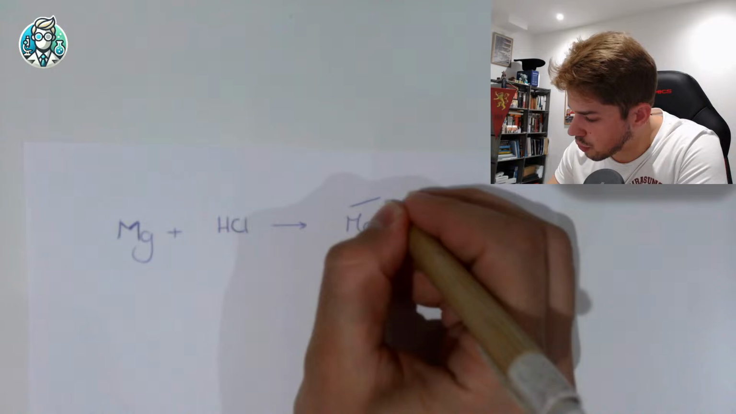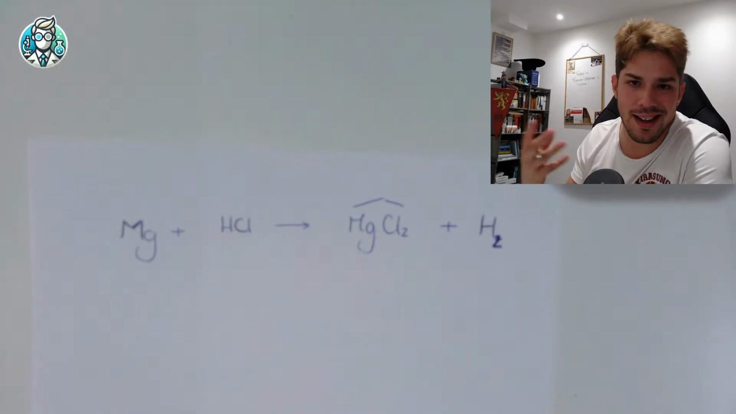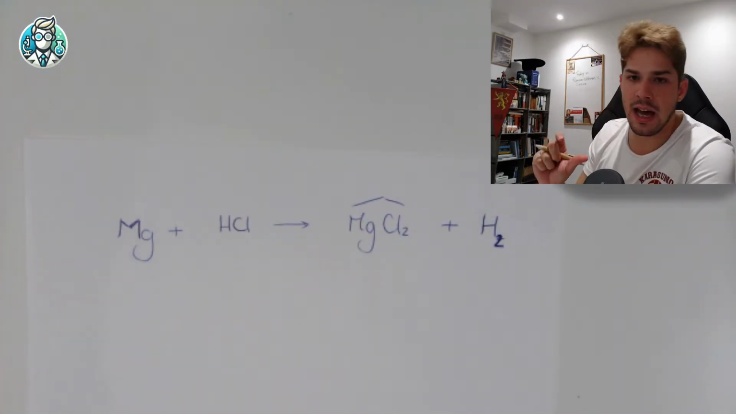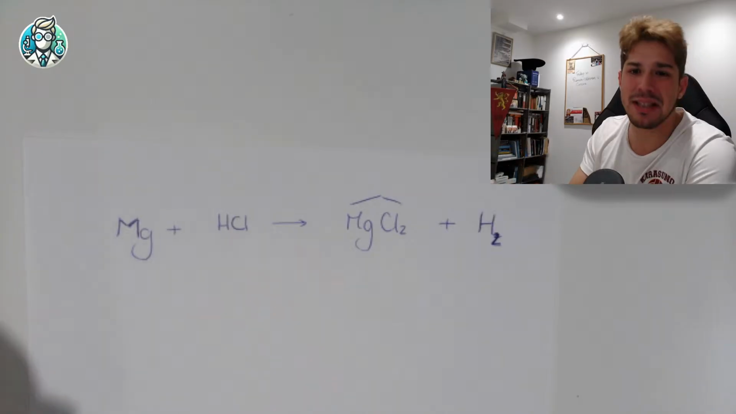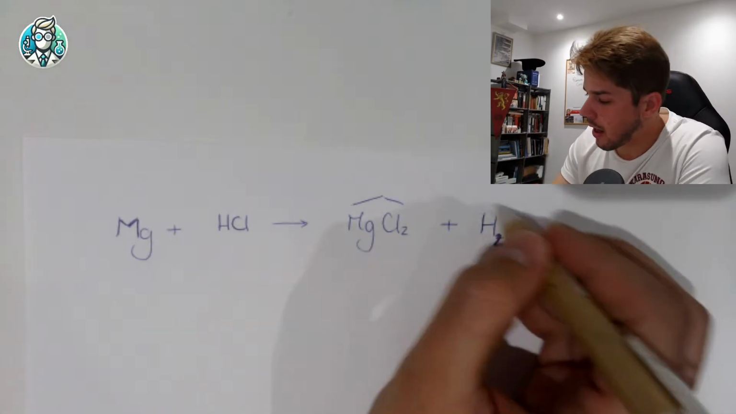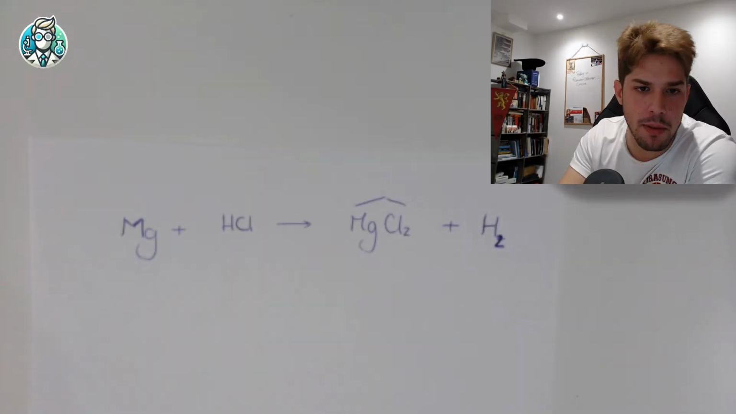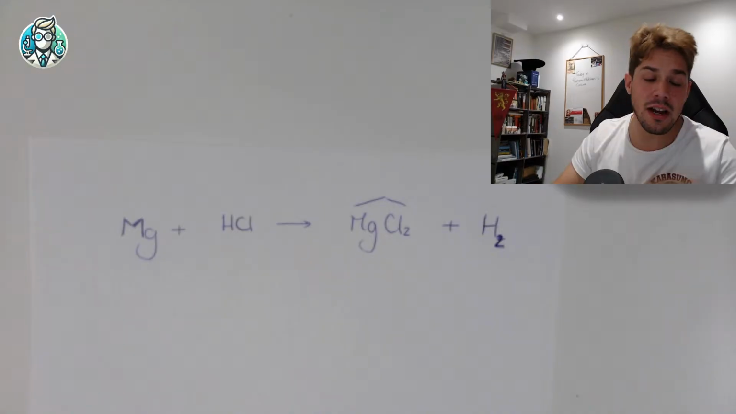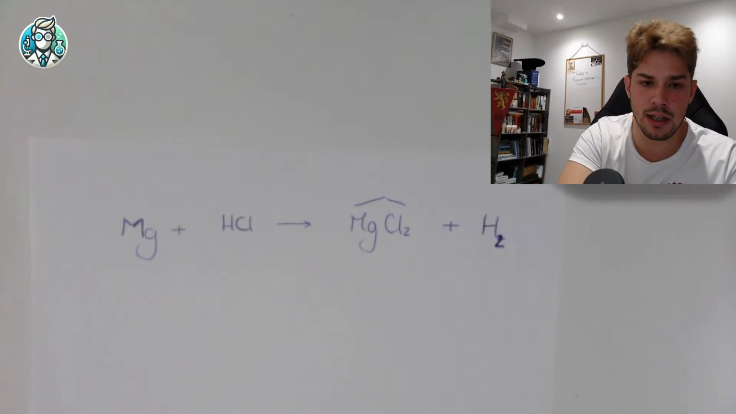This is a salt, not a salt like the one you can eat, but it's a salt because it has a part that is a metal and a part that is not a metal. And also we produce hydrogen, which, if you remember, hydrogen is a very flammable gas. It is very reactive and is very flammable.